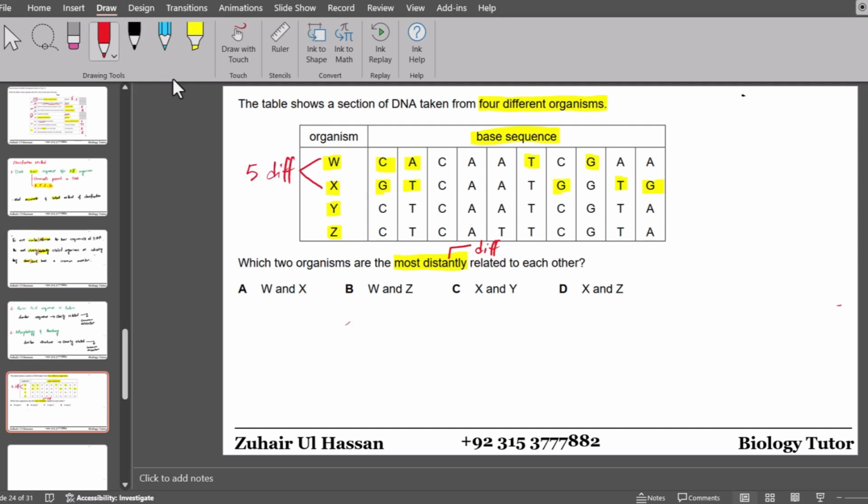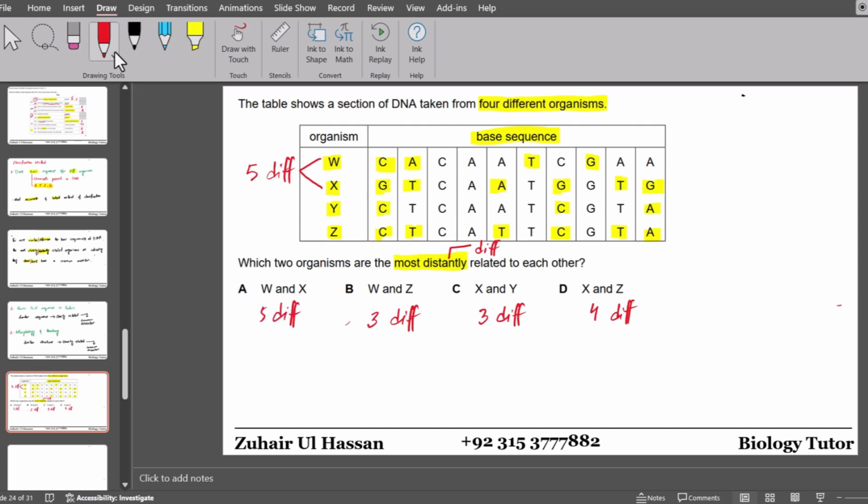If we talk about the second option, W and Z. Between W and Z, the first base is the same, there is a difference in the second base, and then the second difference is there. After the second difference there is a third difference. So between W and Z there are 3 differences between these 2 different species. For X and Y, the very first difference is there, and then this is the second difference, and the third difference is there. So X and Y also have 3 differences between these 2 species. For X and Z, this is the first difference, the second difference is also there, the third difference, and then the fourth difference. So between Z and X there are 4 differences, and W and X have 5 differences.